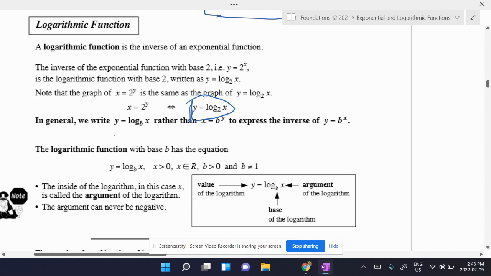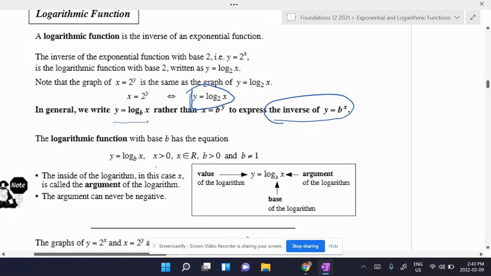In general, we write y is equal to log b of x rather than x is equal to b to the power of y, to express the inverse of y is equal to b to the power of x. Okay? X cannot be 0. X has to be a real number. B has to be greater than 0, and b cannot be equal to 1. For all the same reasons that an exponential function can't.